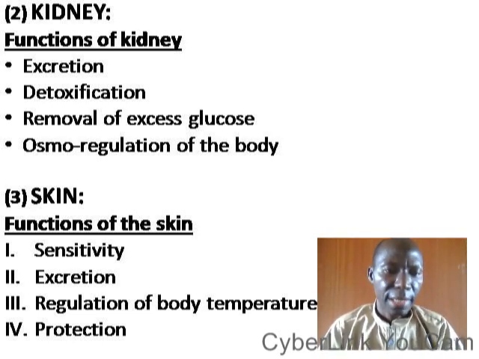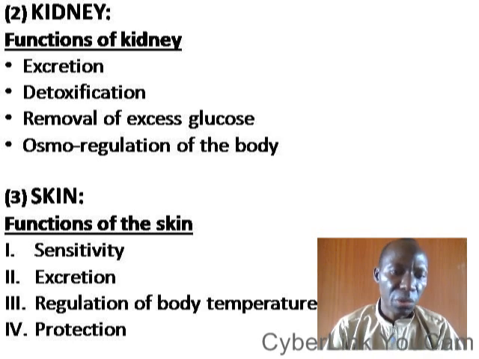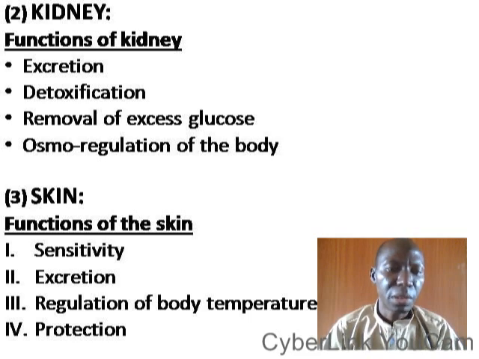Now let us look at regulation of body temperature. When the internal temperature of the animal is too high, the heat will be removed through the skin. That is why if you touch an animal's body, you feel that it is a little warm if the temperature is high, so cooling occurs on the skin in order to reduce the body temperature.